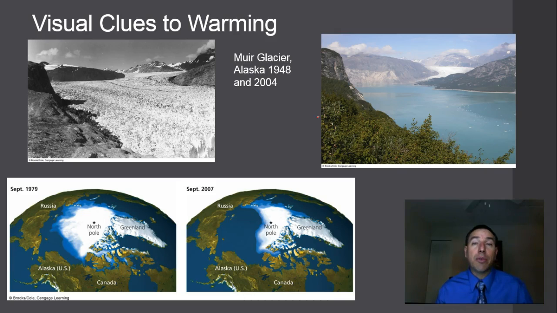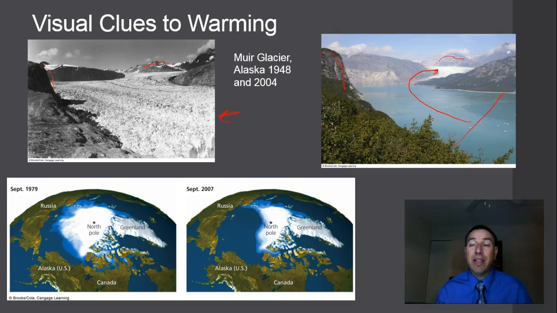Now, the other thing that is really easy to agree with is some of the visual clues out there. There are a lot of visual clues to the warming planet, and some of them include the melting of glaciers. This is a picture of Muir Glacier back in 1948, and it's taken roughly from the same place as this. If you look, this rock here is the same as this rock here, and this mountain back here is the same as this mountain here. In 2004, the glacier had retreated all the way up this way here.